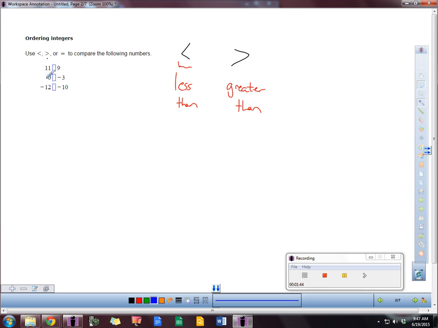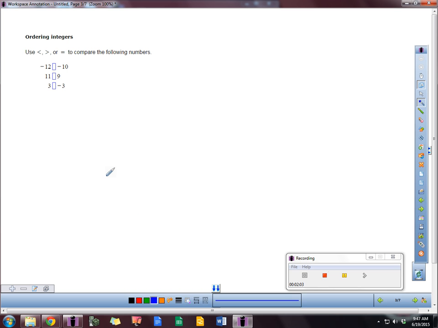Well, which one's bigger? Is it 9 or 11? Well, definitely the 11. 0 or negative 3? Definitely the 0. And negative 12, negative 10? Definitely the negative 10. Alright, I'm going to flip over here to the next screen and let you try it. Give this video a pause if you haven't already.